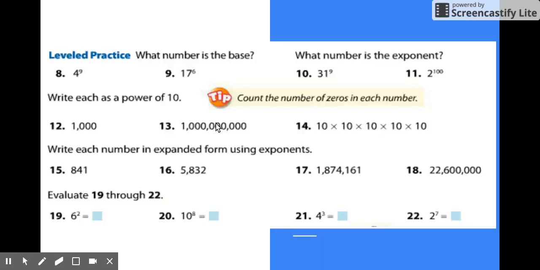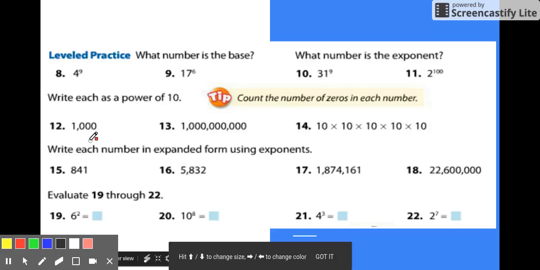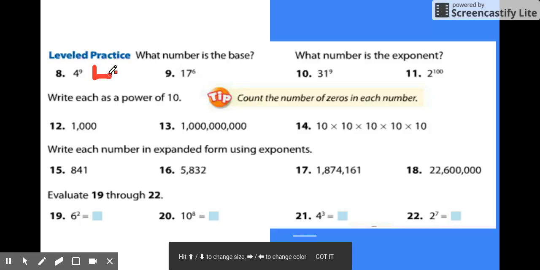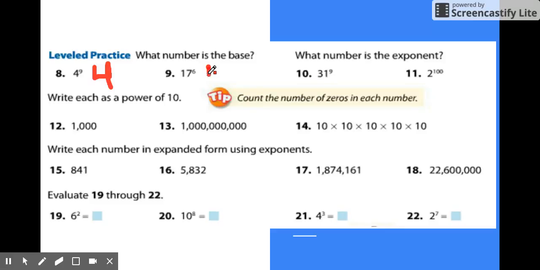Okay, so since the base was the number that's multiplied, on numbers 8 and 9, it says, what is the base? Well, we just decided that the base is the number that's multiplied. So in this case that would be the 4, and in this one, it's the 17. Exponents are the little numbers that you're multiplying it by. So in this case, the exponent is 9. In this case, it's 2 to the 100th, so 100.